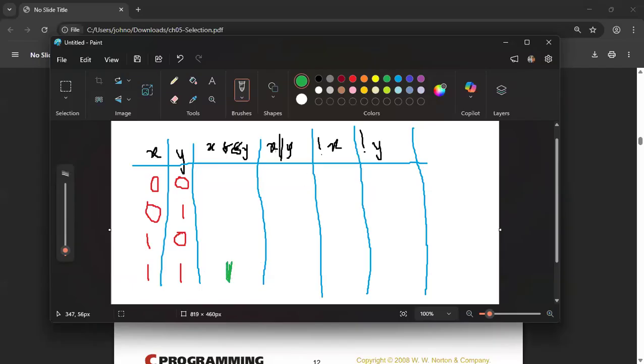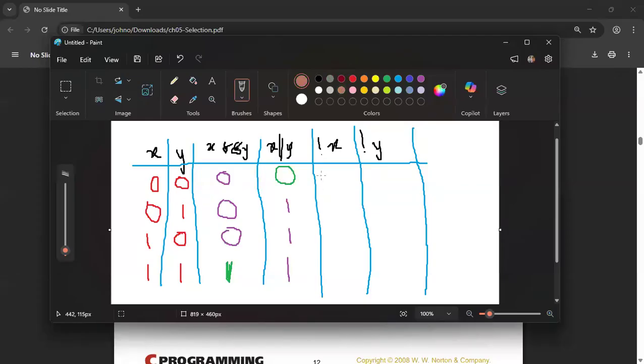Now for or, it's the opposite. We say the only time this is false is when both of them are false. So from this point, everything is the opposite. So 0, 0, 0. This is opposite. 1, 1, 1. All right. If that makes sense, then it seems we can proceed.